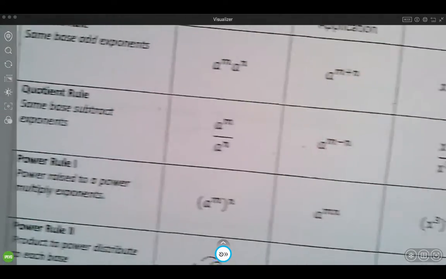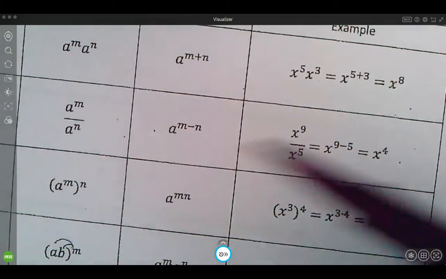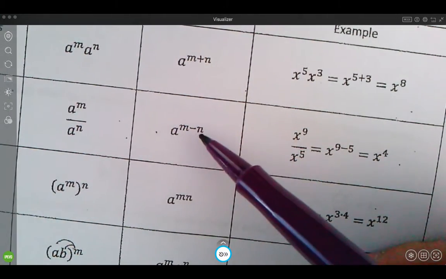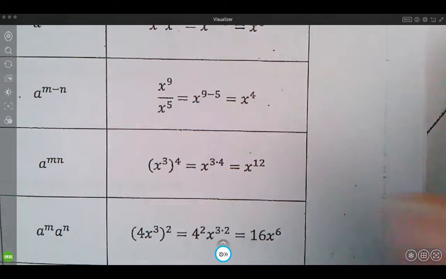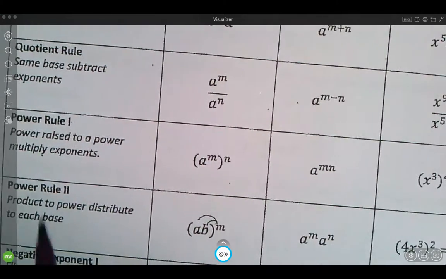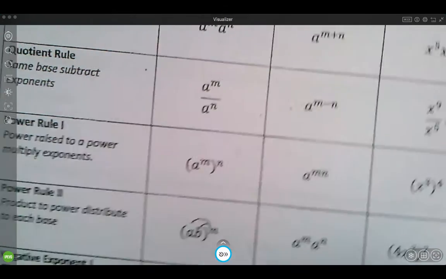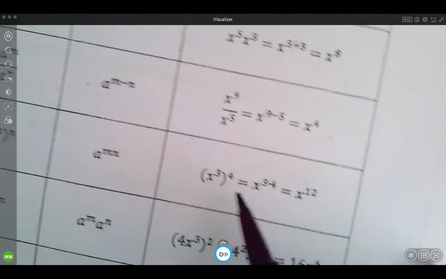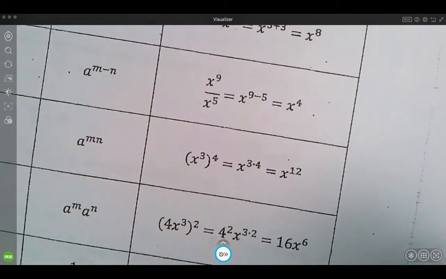We did the quotient rule, which states same bases, subtract the exponents. So you do m minus n for the exponents, like x to the ninth over x to the fifth is x to the fourth. And then we did the power rule, the first one, which is a power raised to a power, multiply the exponents. Here you can see x to the third raised to the fourth is 3 times 4, which is 12. That's a good start to get us going.